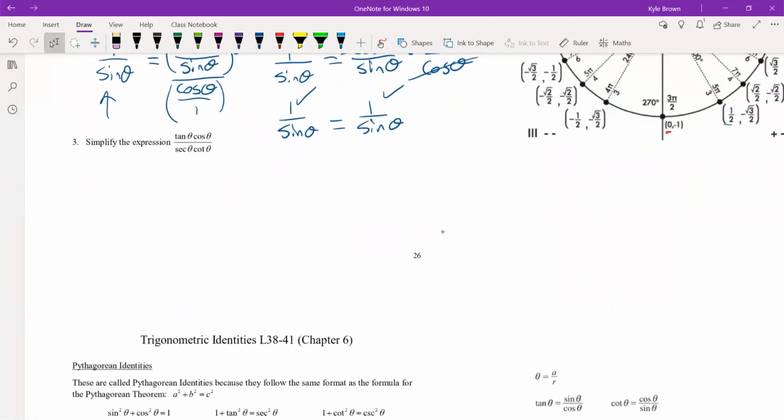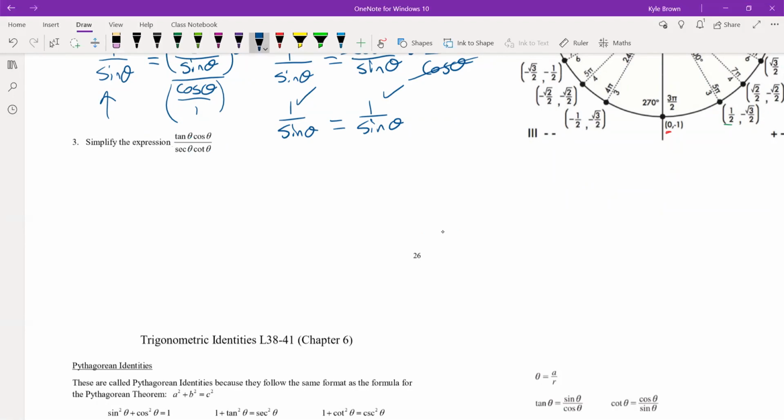So this one says, simplify the expression tan theta times cos theta over secant theta times cotan theta. All right, so looking at this, the general strategy that you want to use here is change these guys into terms of sine and cos if you can, right? So I'm going to change tan, secant, and cotan all to sines and coses.